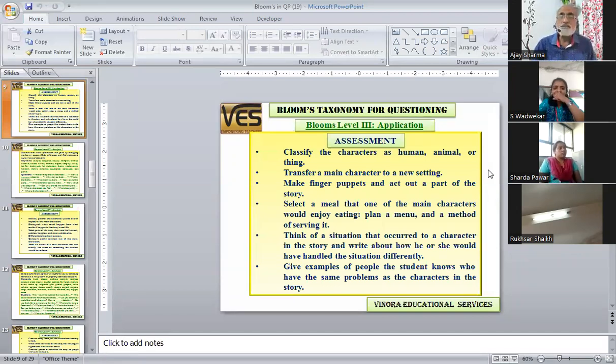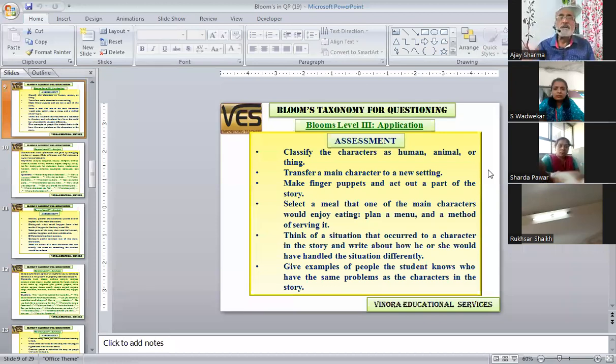Think of a situation that occurred to a character in the story and write down how he or she would have handled the situation differently. This is what I told you, Gulliver. If Gulliver would have been alive in the present time, how could he have moved from one place to another? This is application of the knowledge and then moving ahead.